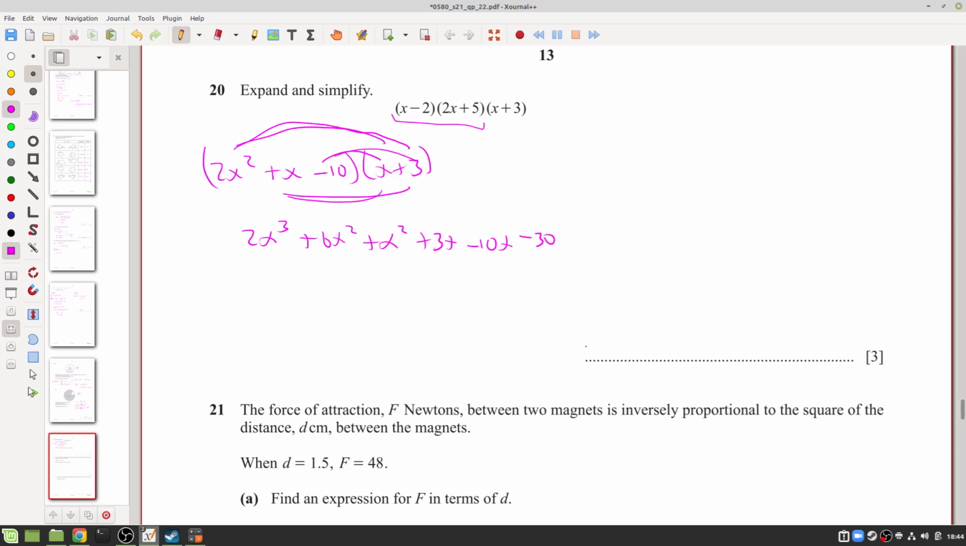Okay, collect all the like terms. So the x cubed is only the 1, so 2x cubed. Then the x squared, 6x squared plus x squared is 7x squared. Then the x's, 3x minus 10x is negative 7x. And then minus 30.